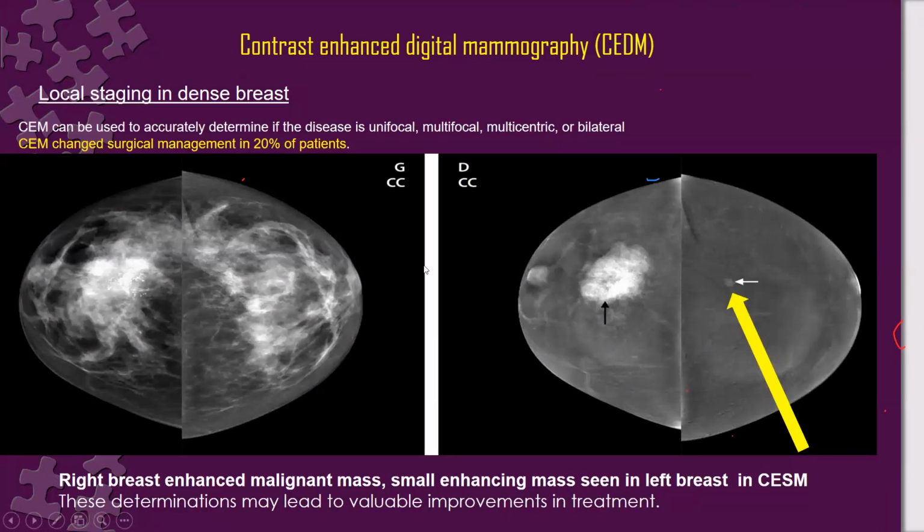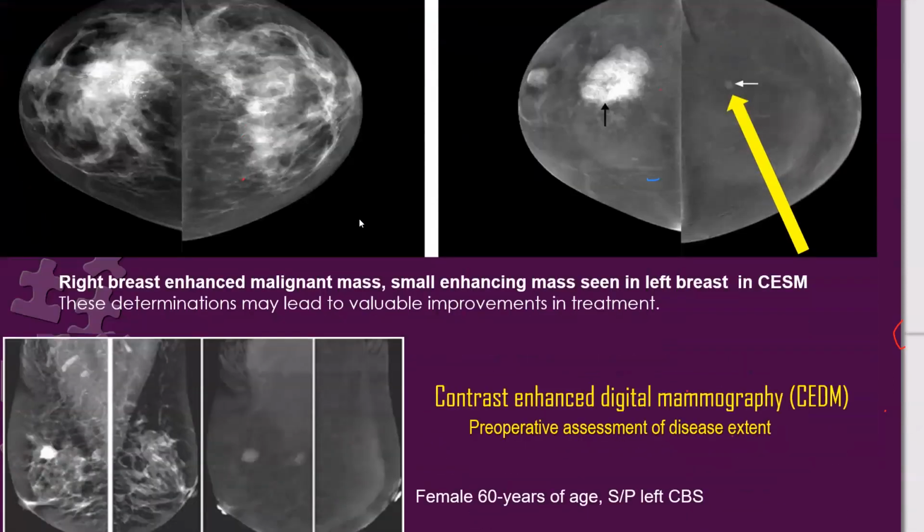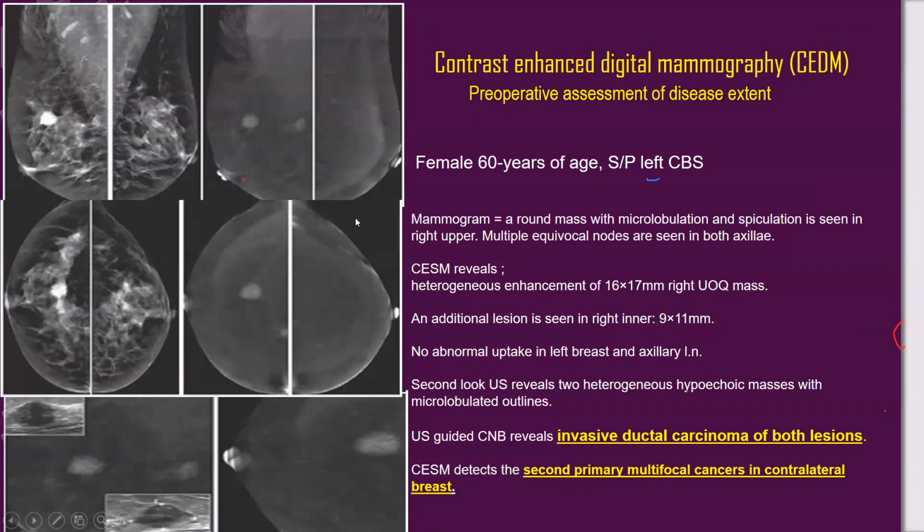And this is again a dense mammogram with a large cancer on the right breast. Contrast enhancement demonstrates a large but unifocal cancer in the right breast. However, again, it demonstrates another cancer in the contralateral breast. So contrast enhancement is used to accurately determine if the disease is unifocal, multifocal, multicentric, or bilateral, and it was found to change the surgical management in up to 20%.